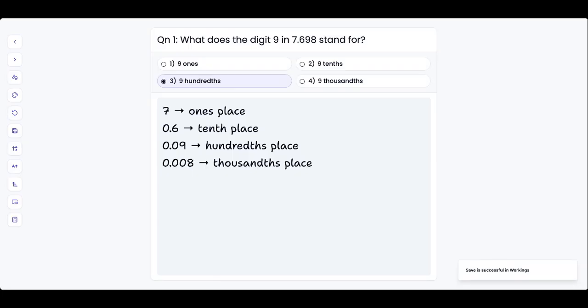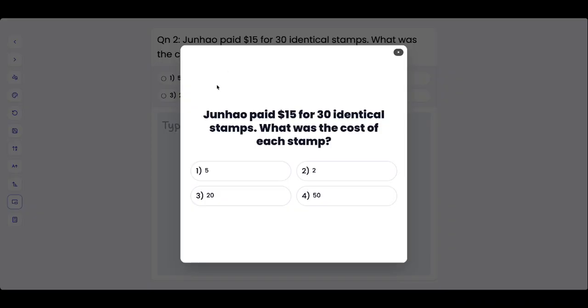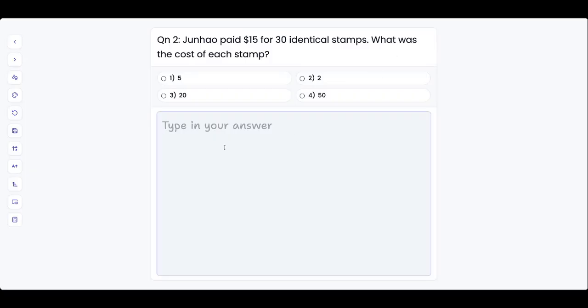Question number 2. Junhao paid $15 for 30 identical stamps. What was the cost of each stamp? So for this question, we know that 30 stamps is equal to $15. So what about one stamp?